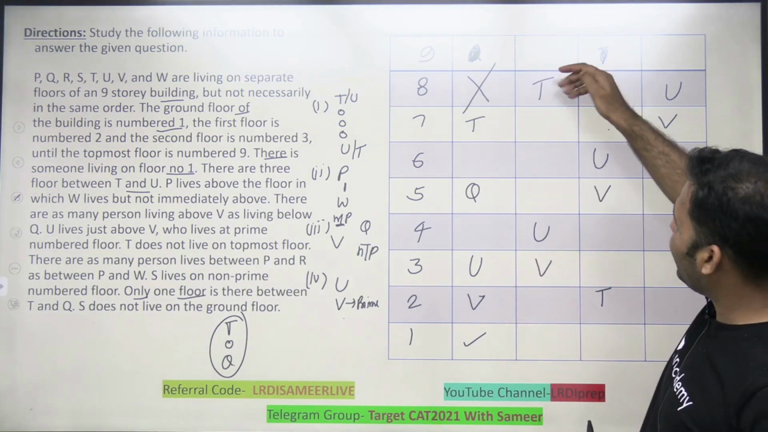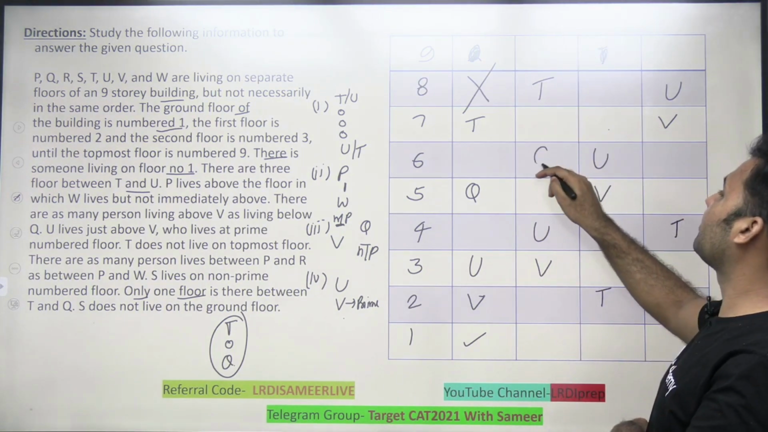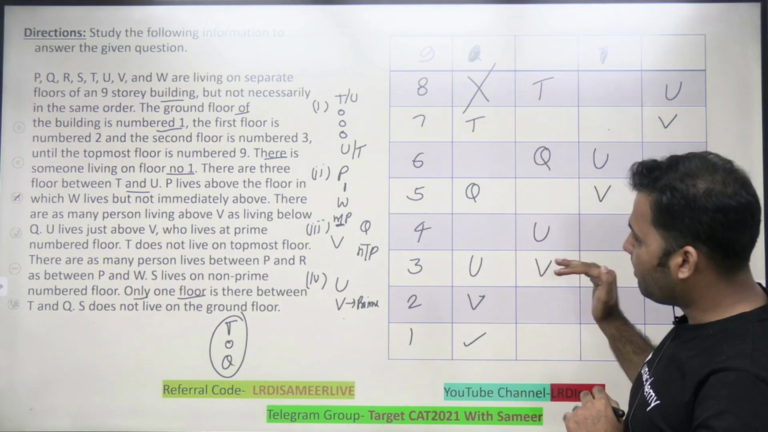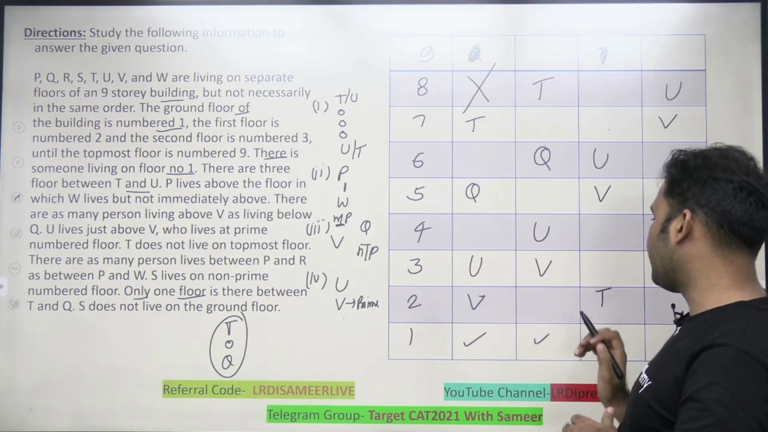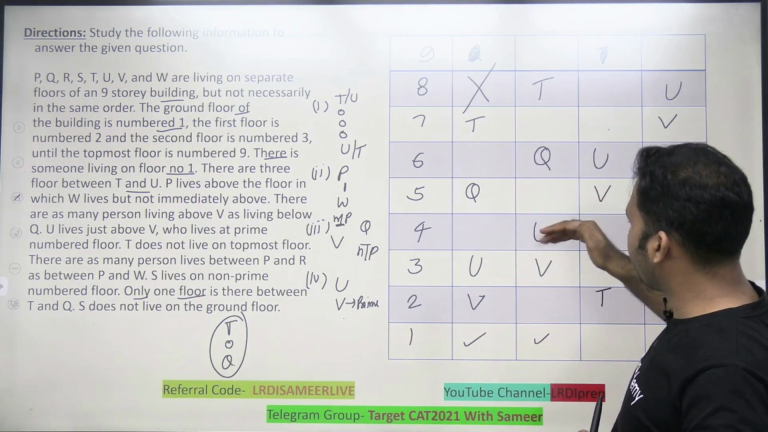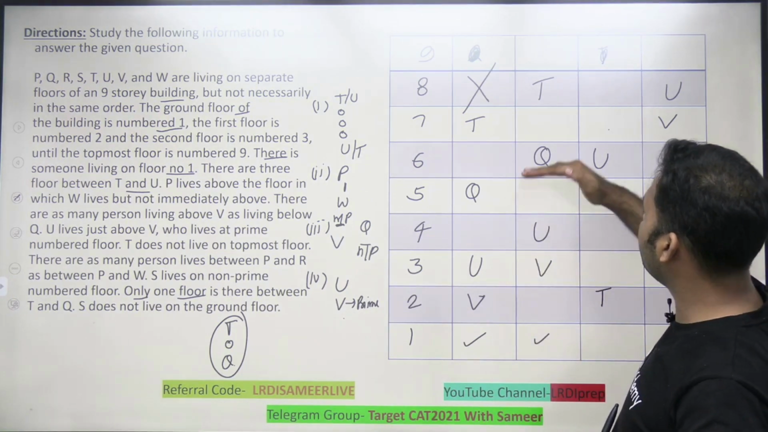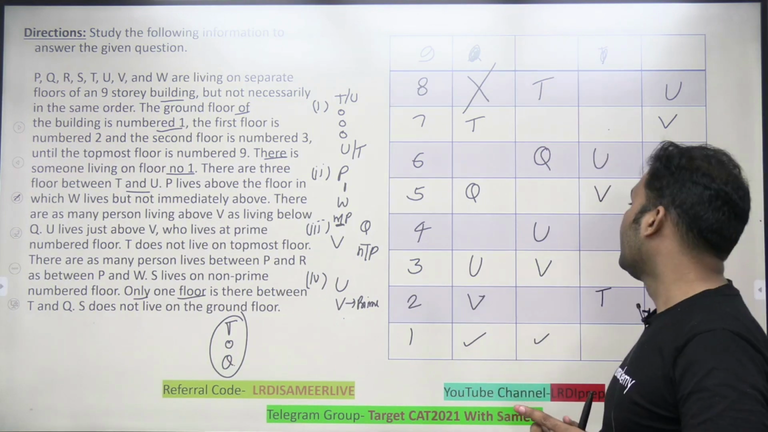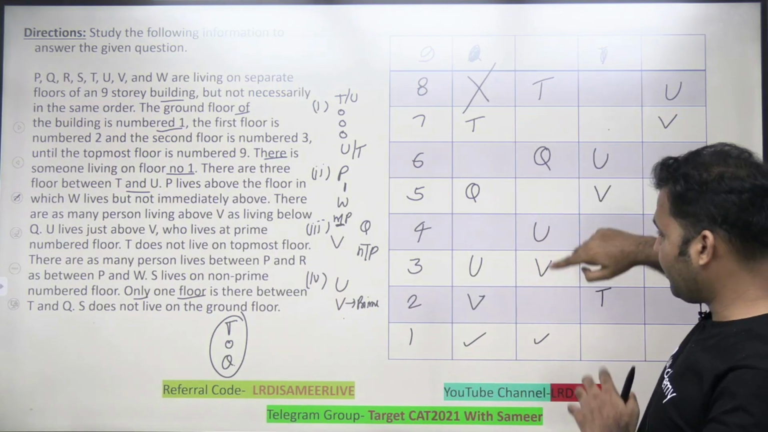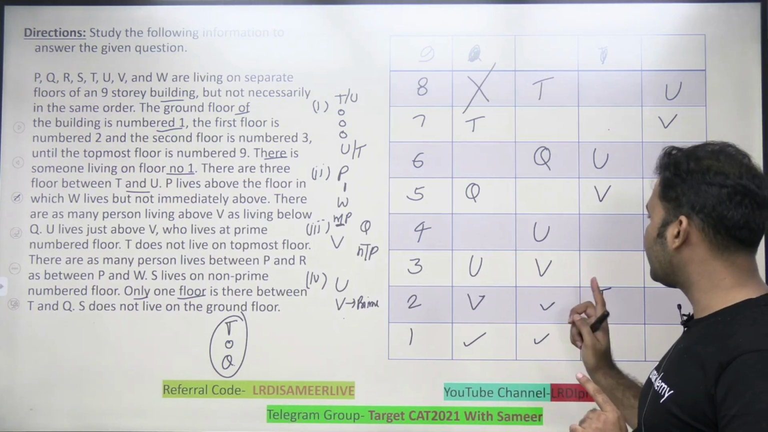Now in the second case, the gap between T and Q can only be possible when I'm placing Q at floor number 6. Now you see that the number of people above V, right? I know that someone is living on the first floor. Now below Q, I can have the maximum number of people 1, 2, 3, 4, and 5. And above V, the maximum number of people are 1, 2, 3, 4, 5, and 1 can be vacant. So the only way to keep the number of people above V and below Q the same is that someone is definitely living on floor number 2. Someone is definitely living on floor number 2.